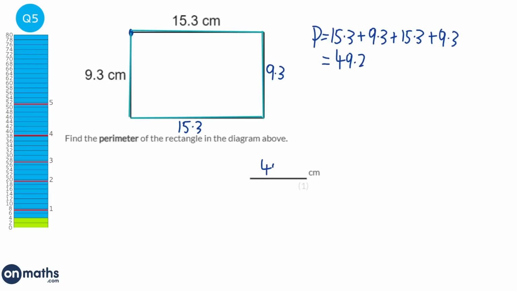And the units will be centimetres, because all the units on the diagram are centimetres. Often people forget that it's not an area, it's a length, it's a distance. If I have walked that, I've walked 49.2 centimetres, although I'd have to be very small to be able to do that.